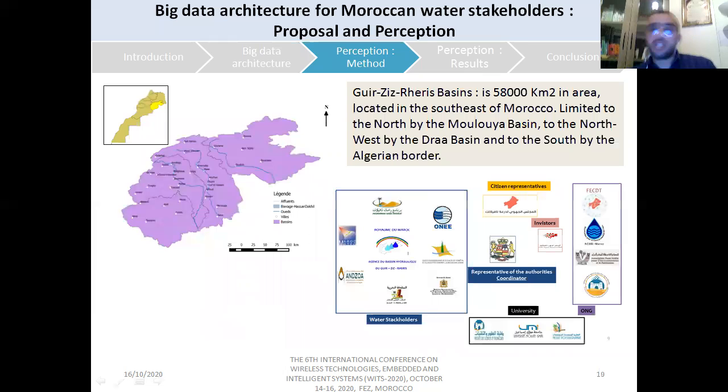So our area is the Guelmim-Oued Noun region in the southeast of Morocco, limited to the north by the Middleware Basin, by the Draa Basin in the northeast, and by the Algerian border in the south. In this area, a lot of actors are concerned by water resources management, like the Water Basin Agency, ONEE, and others, in addition to the NGOs and academics.